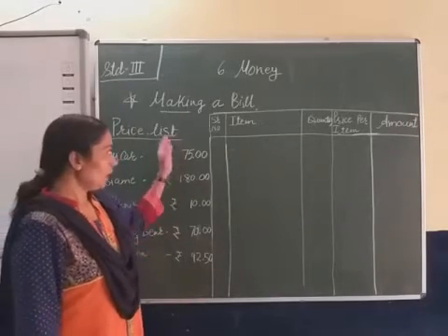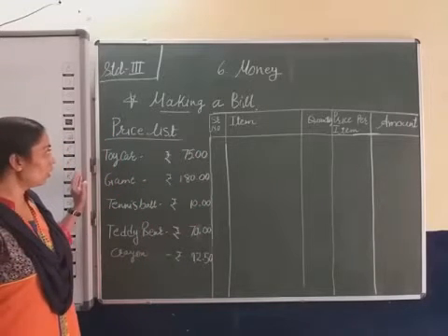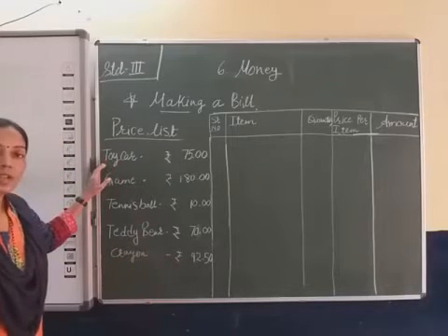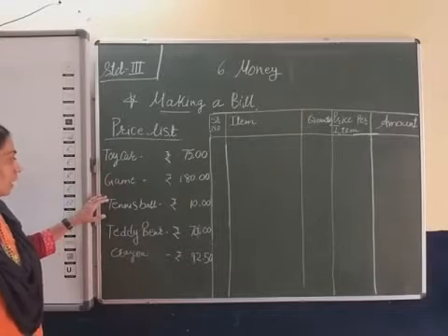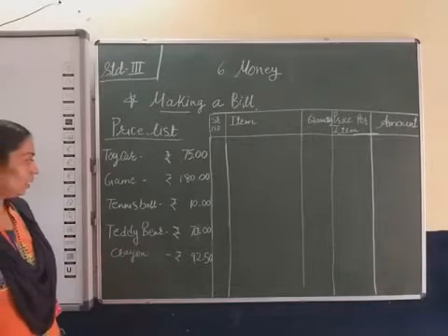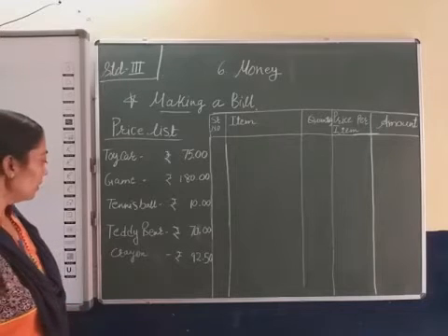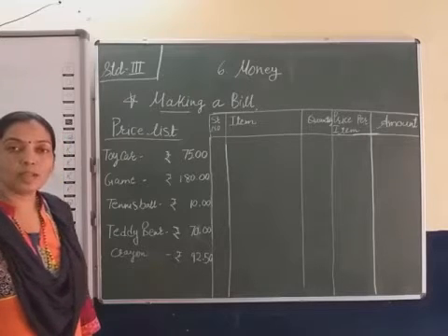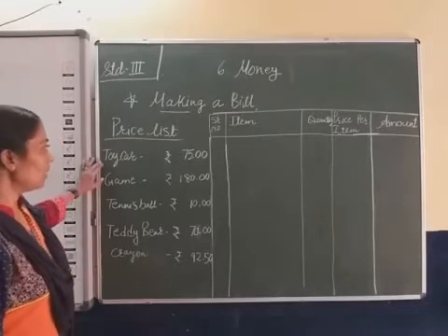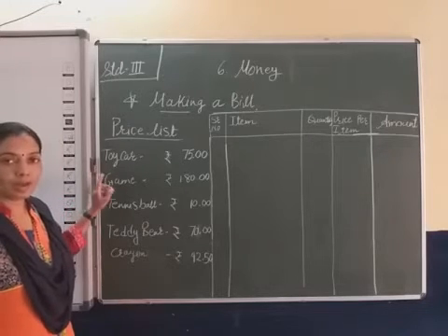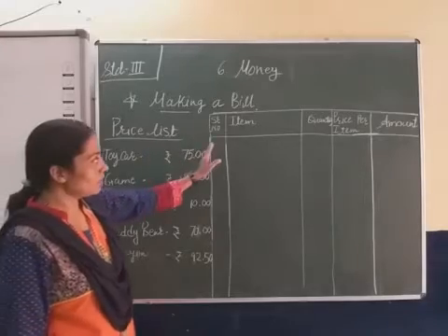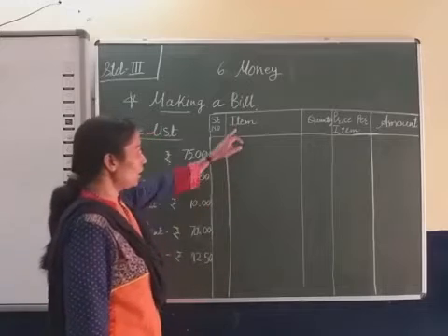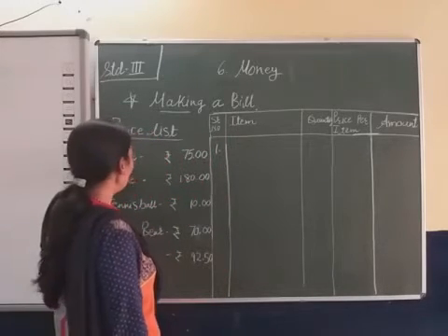Students, we take the second example of making a bill. The toy shop price list is: toy car rupees 75, game rupees 180, tennis ball 10 rupees, teddy bear 70 rupees, crayons 92 rupees and 50 paisa. This price list is per item. Now we will see how to make a bill. First we write the serial number. Now we write the item name. Toy car.